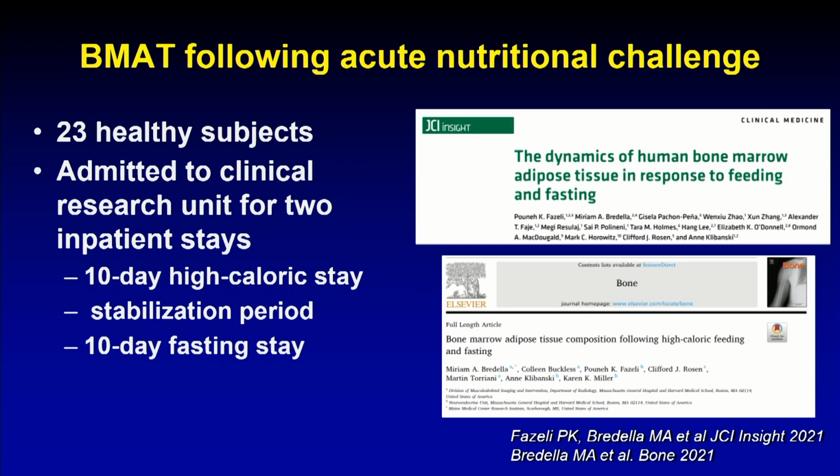And this was a very, very involved study where we recruited 23 healthy volunteers. They were healthy, normal weight or slightly overweight. They were admitted to our hospital, to the clinical research unit, for 10 days for a high caloric diet. We'll talk about what this was. Then after 10 days, they went home to eat normally for 2 weeks. And then they came back again to the hospital for a 10-day fasting study.